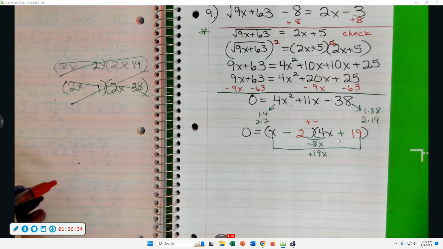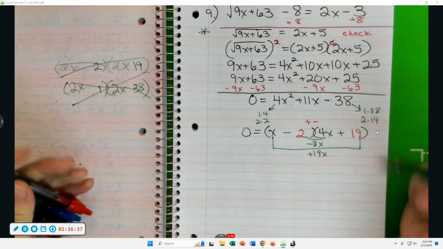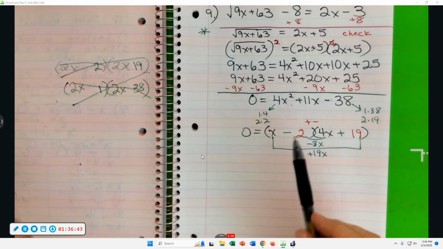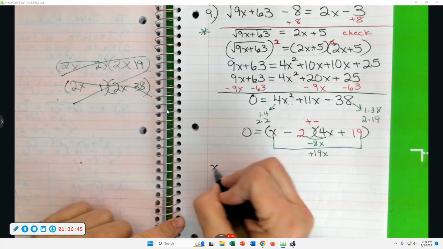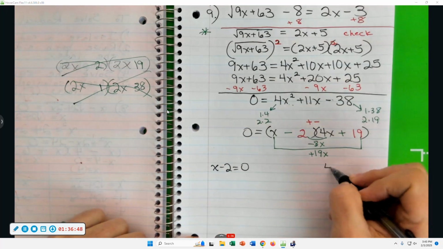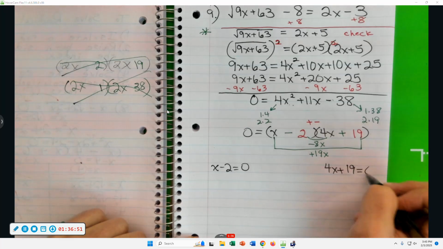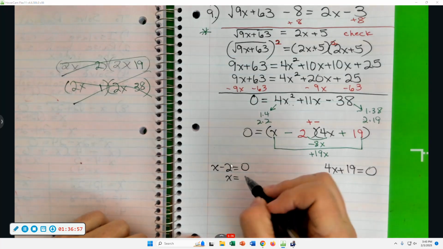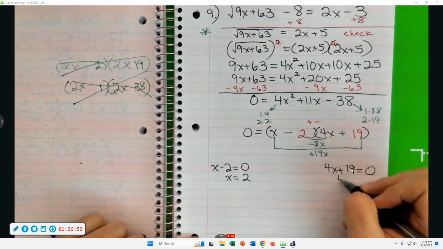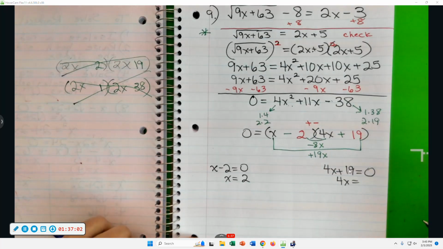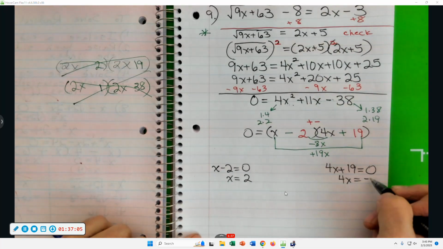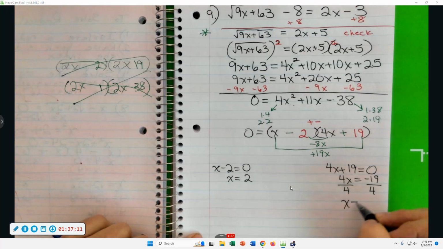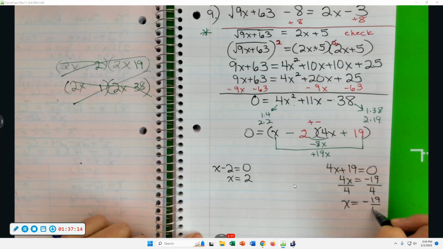We're not finished. Now that we've gotten it factored, what do we have to do? X minus 2. Okay, so set each factor equal to 0. Set x minus 2 equal to 0. Set 4x plus 19 equal to 0. That's going to give me x equals 2. And this one here, we have 4x equals a negative 19. Then divide by 4 to give us x equals negative 19 over 4.